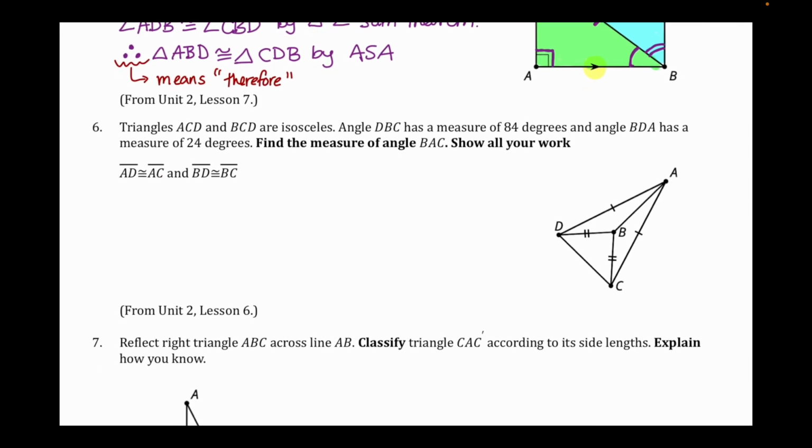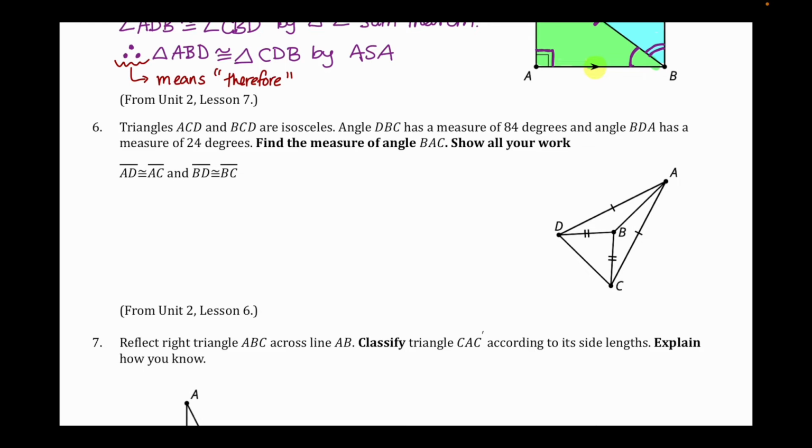Okay, question 6. Oh man, this assignment is kind of long, but the good thing is lesson 11's questions, we only have 3. So for this one, it's just finding an angle measure. The proof stuff I feel like is longer. That's why I'm longer winded on that.